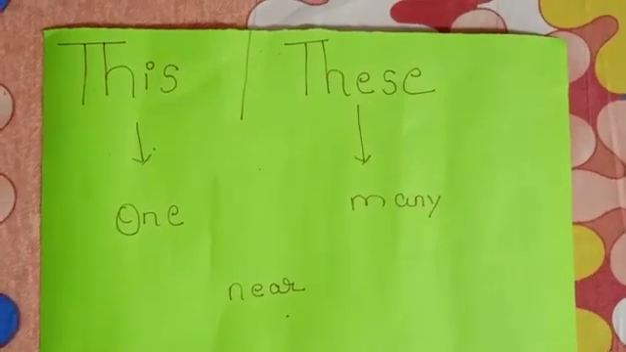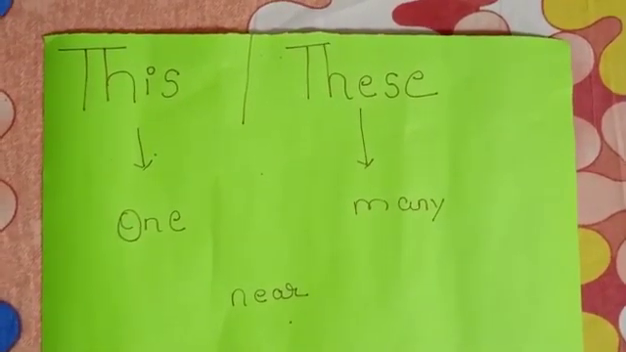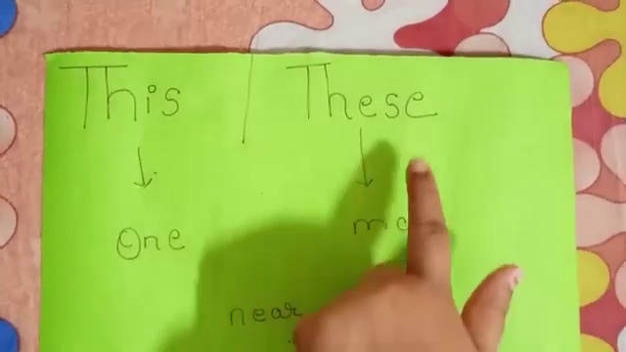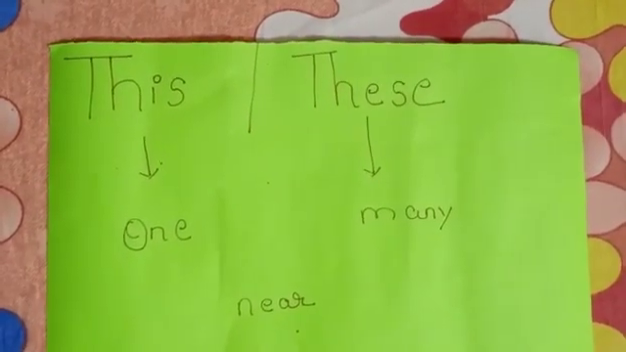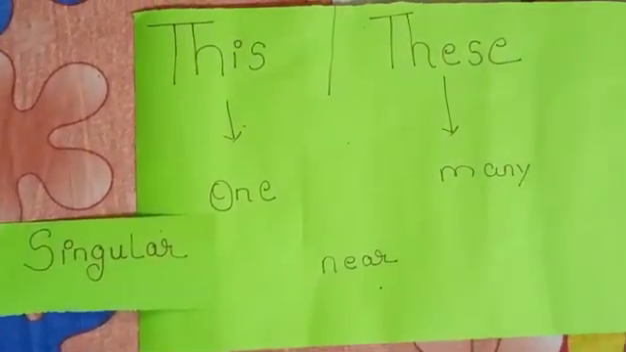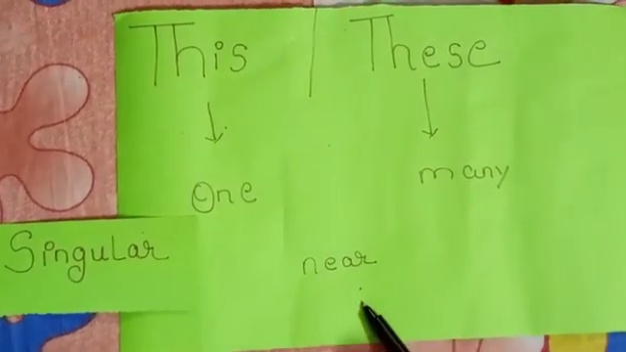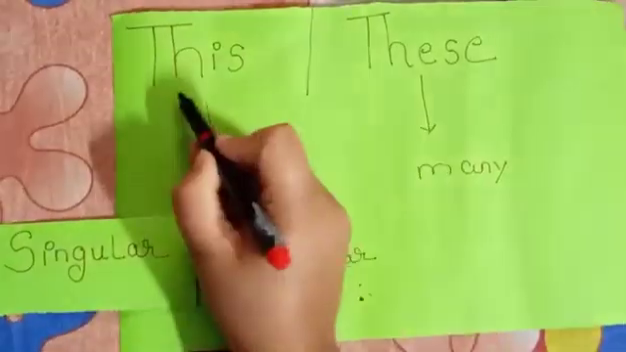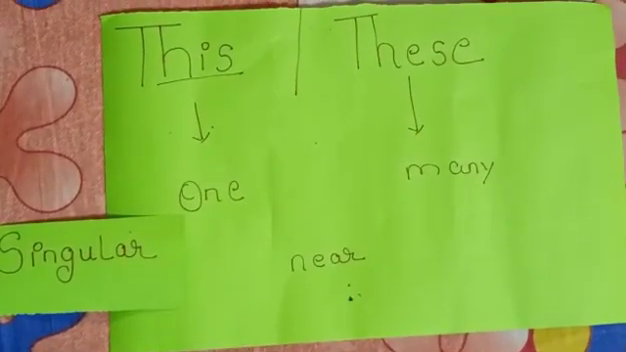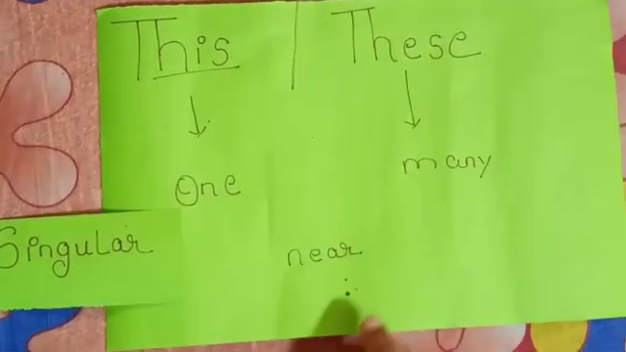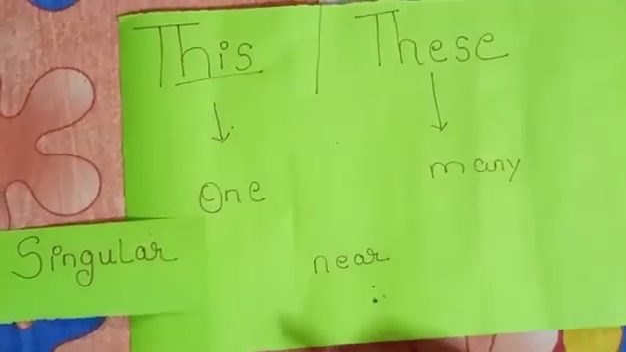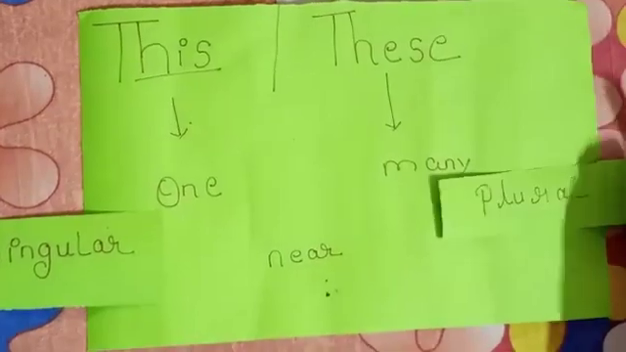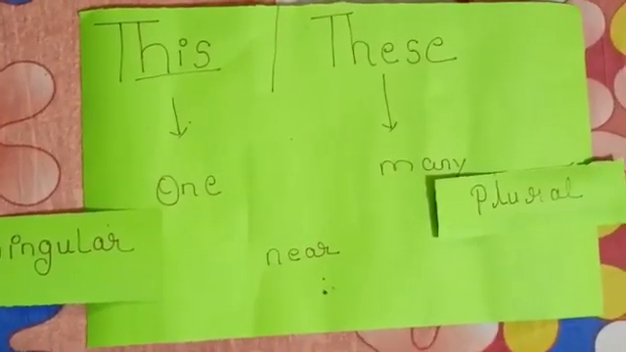We have learned about demonstrative pronouns this and these. Okay? We use this whenever any object is one, or we can say singular, and that object is near to us. And when any object is near but it is more than one, or we can say many or plural, at that time we use these.